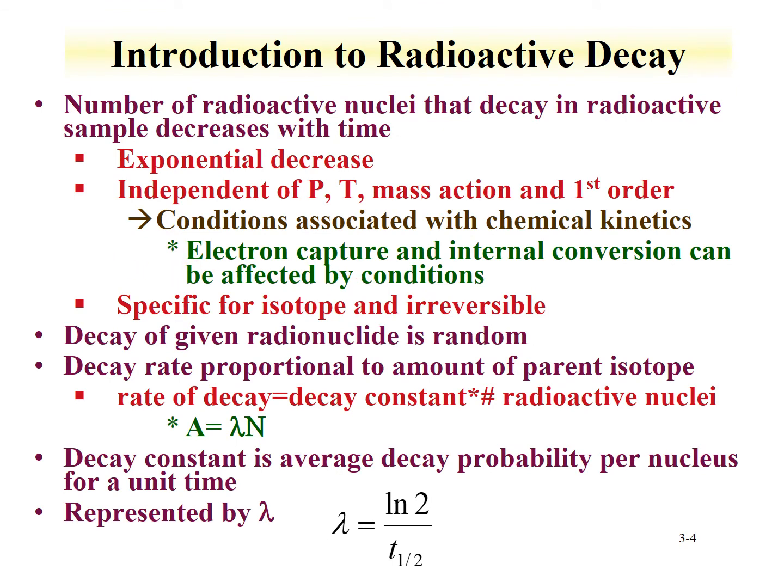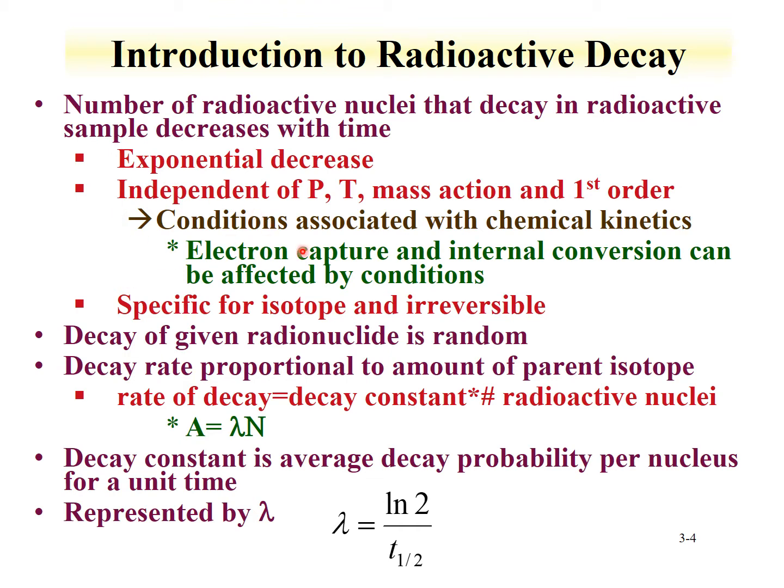So, as an introduction to radioactive decay, let's talk about some of the basics. The number of radioactive nuclei that decay in a radioactive sample decreases with time. So, over time, we start off with the number of radioactive nuclei. As they decay, they may decay to other radioactive nuclei, but eventually there is a change from something that's radioactive to non-radioactive. And for a given decay, where a radioactive isotope decays to something non-radioactive, we see an exponential decrease, that first law relationship that we saw on the previous slides.